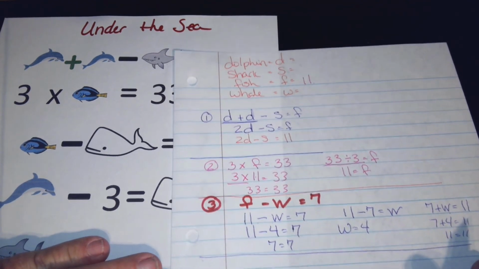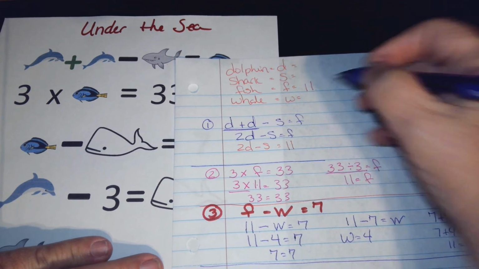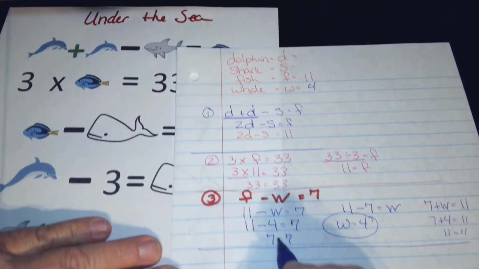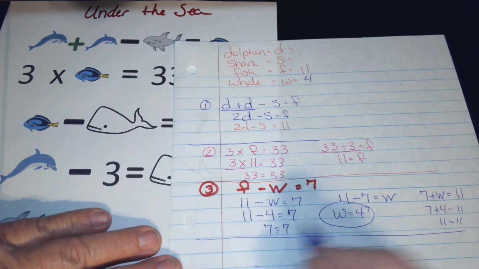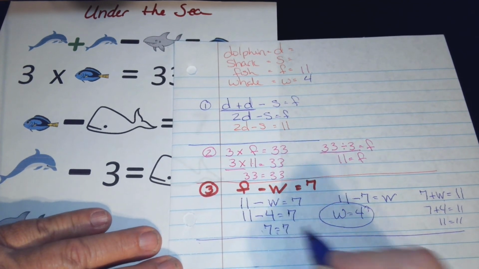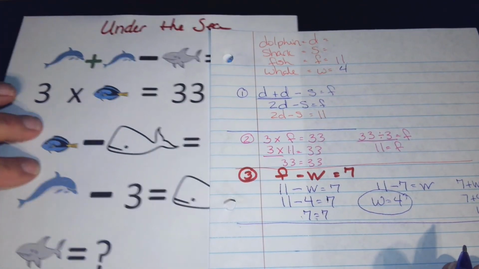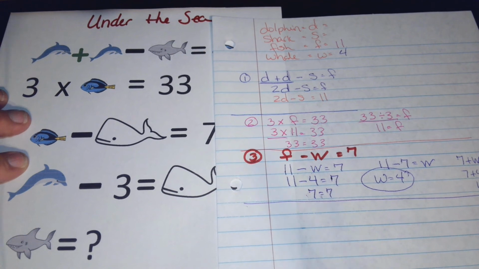So I know now that a whale equals 4. Don't put in that 7, because that 7 is not what the whale equals. The whale equals 4. Don't go down here and put that one in. Okay, so I did 1, I did 2, I did 3. Let's go here to 4.